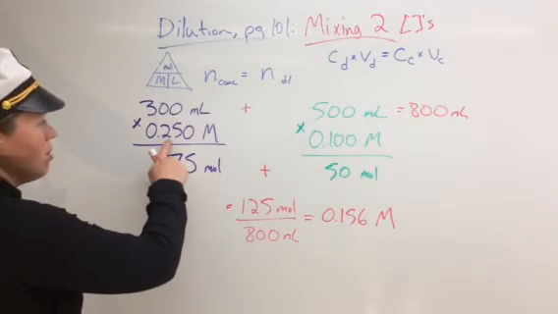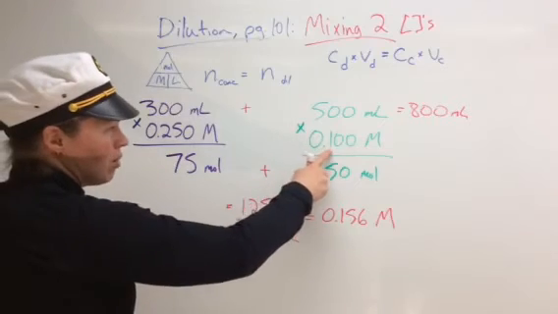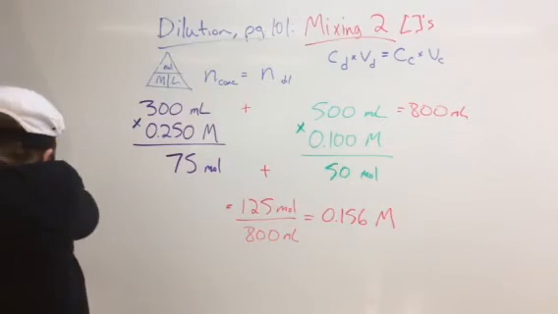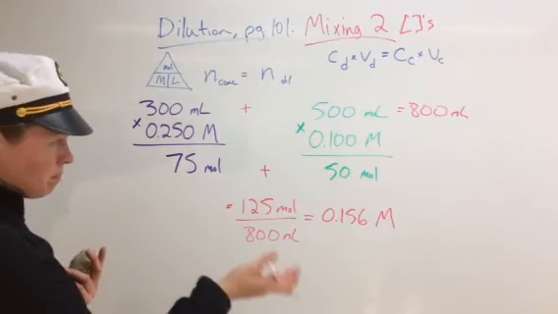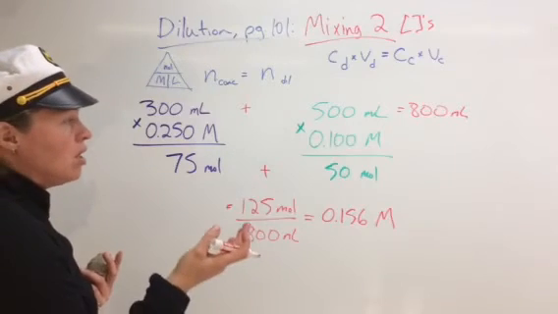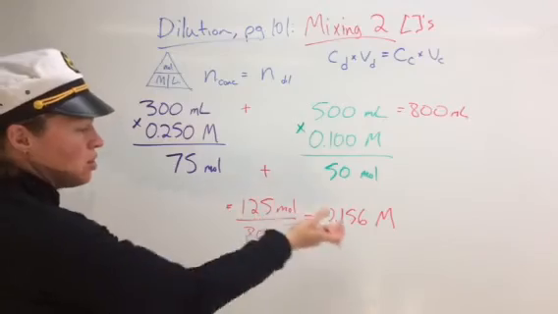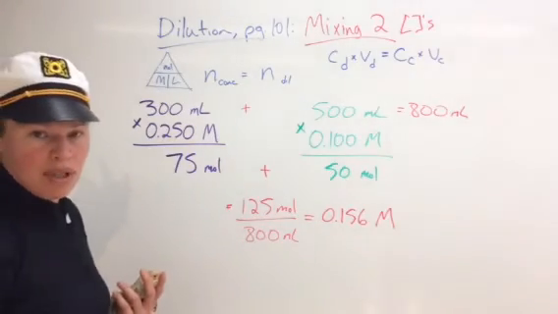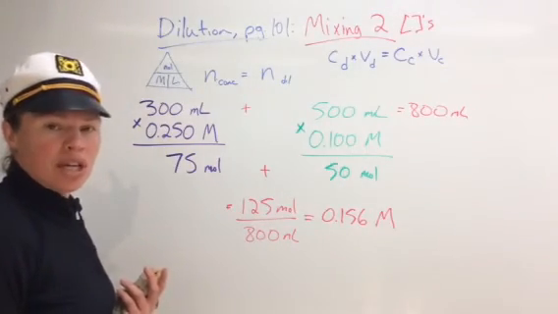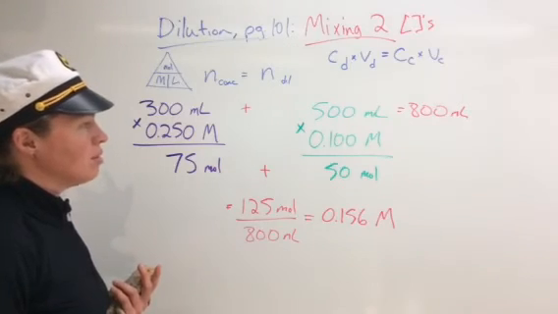I had 0.250 here, I had 0.1 here, pardon me, for the molarities. So if I'm mixing a molarity of 0.1 and a molarity of 0.25, I should get a molarity that's somewhere between those two. So you can even check and make sure that your answer is reasonable.